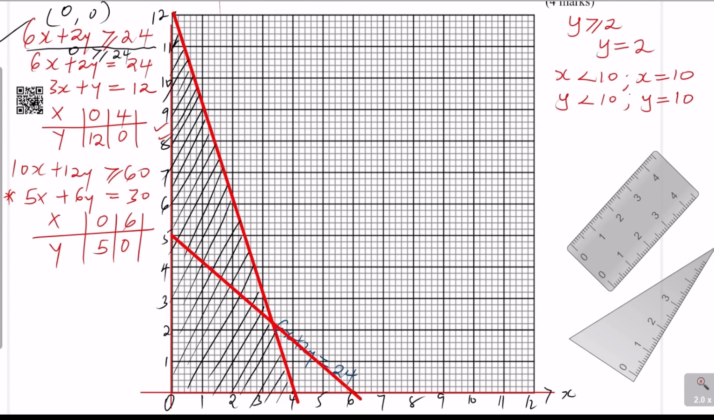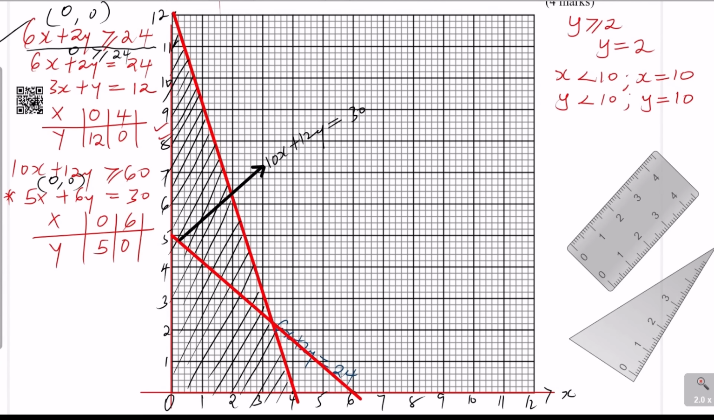Again, write the equation of this line. The equation of that line is 10x plus 12y equals 60. So that is the equation of that line. Now again, which side do we shade? I will still pick a point 0, 0 on this side, and then you substitute 0, 0 in this inequality: 10x plus 12y is greater than or equal to 60.